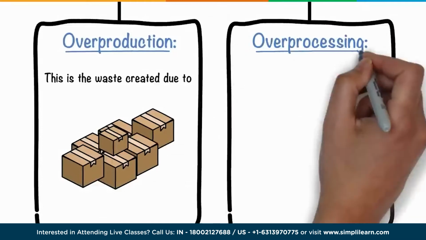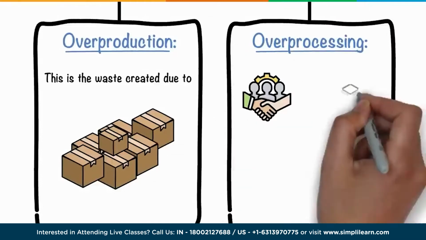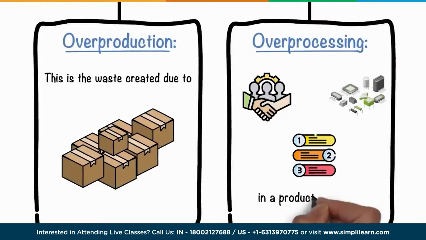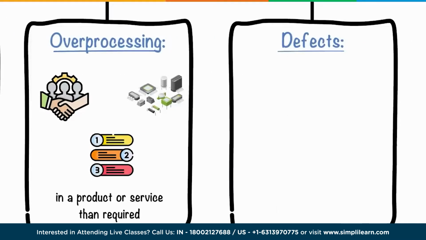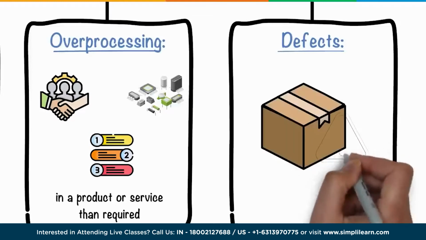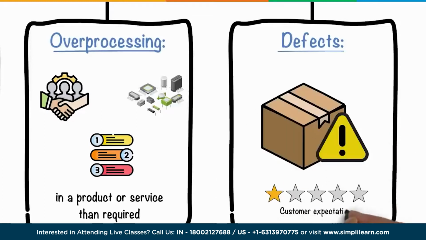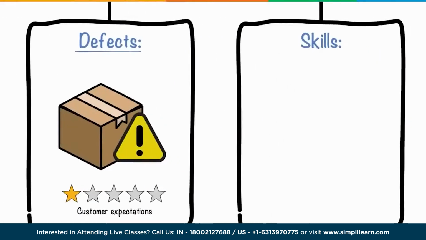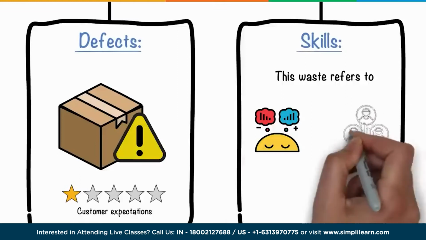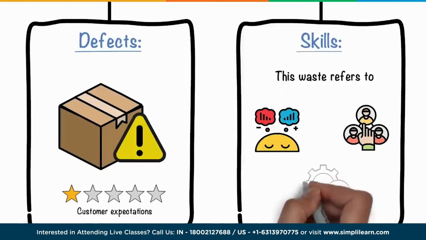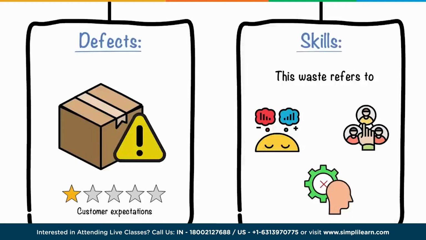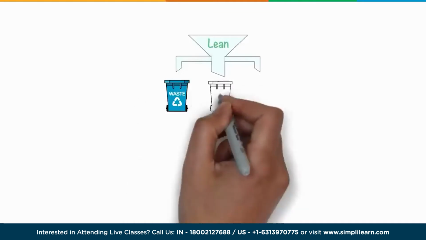6. Overprocessing. It refers to more work, more components, or more steps in a product or service than required. 7. Defects. This is the waste originating from a product or service that fails to meet customer expectations. 8. Skills. This waste refers to the waste of human potential, underutilizing capabilities, and delegating tasks to people with inadequate training.